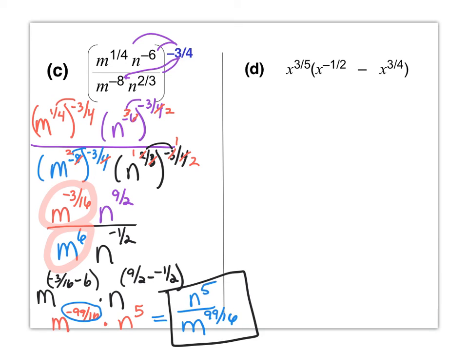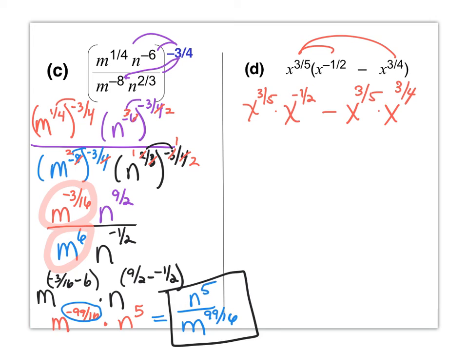For part D, let's simplify by multiplying the monomial x to the 3/5 times the binomial in the parentheses. We use the distributive property. We multiply each term in the parentheses by the x to the 3/5 power. So we'll have x to the 3/5 times x to the negative 1/2 power minus x to the 3/5 times x to the 3/4 power.